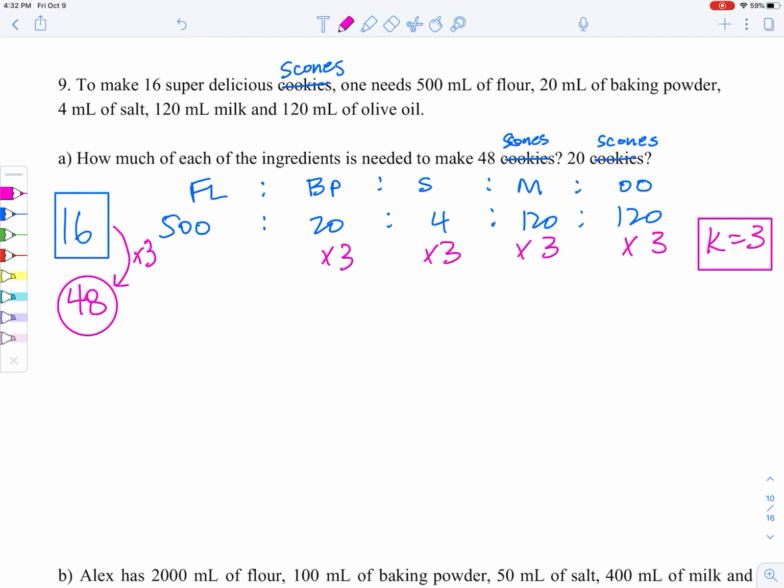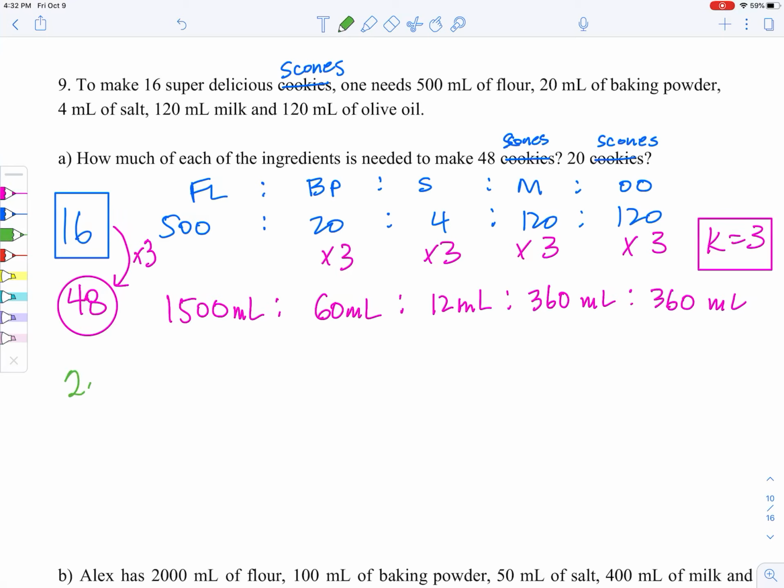And when we do that, we know we're going to get 1,500 milliliters of flour, and then we need 60 milliliters of baking powder, 12 of salt, 360 of the milk, and 360 of the olive oil.